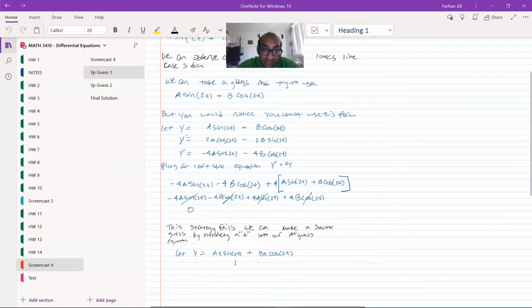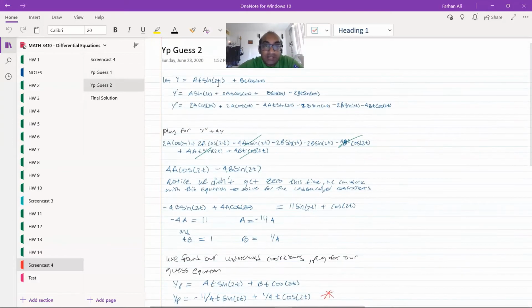So instead of just a sine of 2t plus b cosine of 2t, we introduced a t and distributed it, and we got at sine of 2t plus bt cosine of 2t. So for our second guess, we let y equal that, and then we take our first derivative and our second derivative. Those steps don't change. We'll plug it into our left side of the equation. That step didn't change. And it simplifies into this: 4a cosine of 2t minus 4b sine of 2t. We didn't get 0 this time like we did in our first guess, so this is good news.